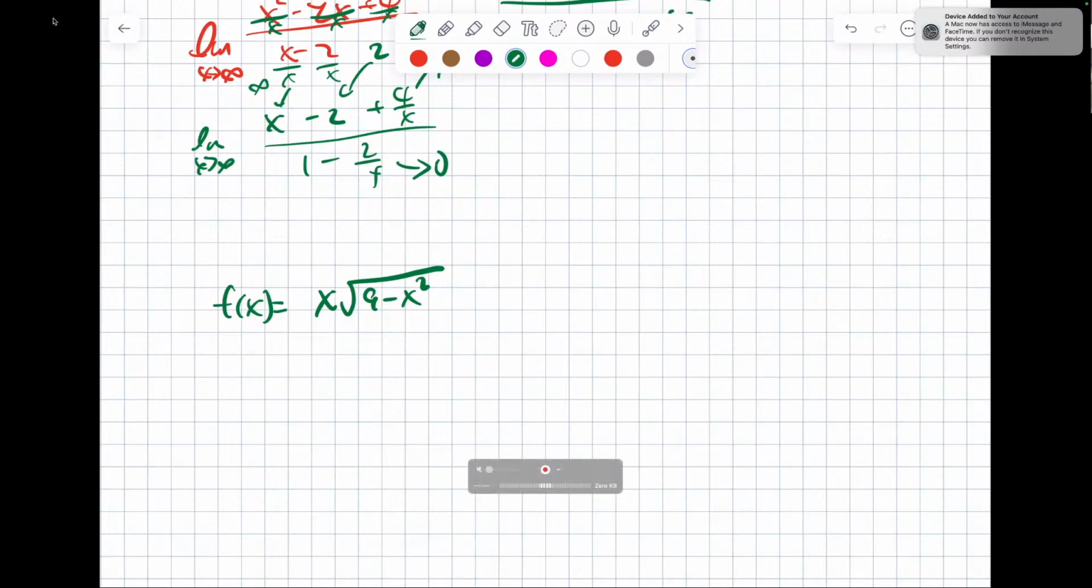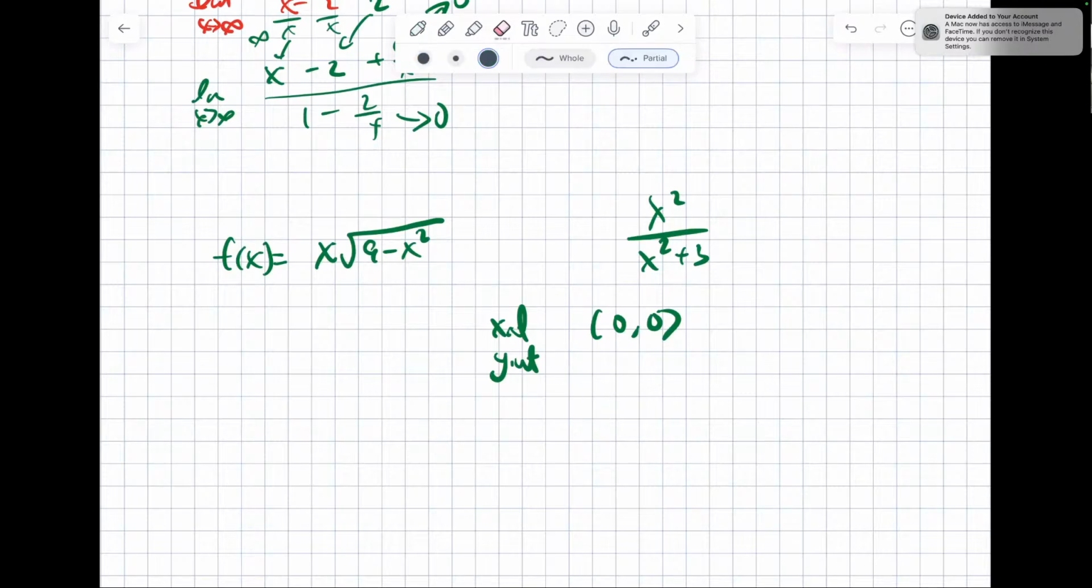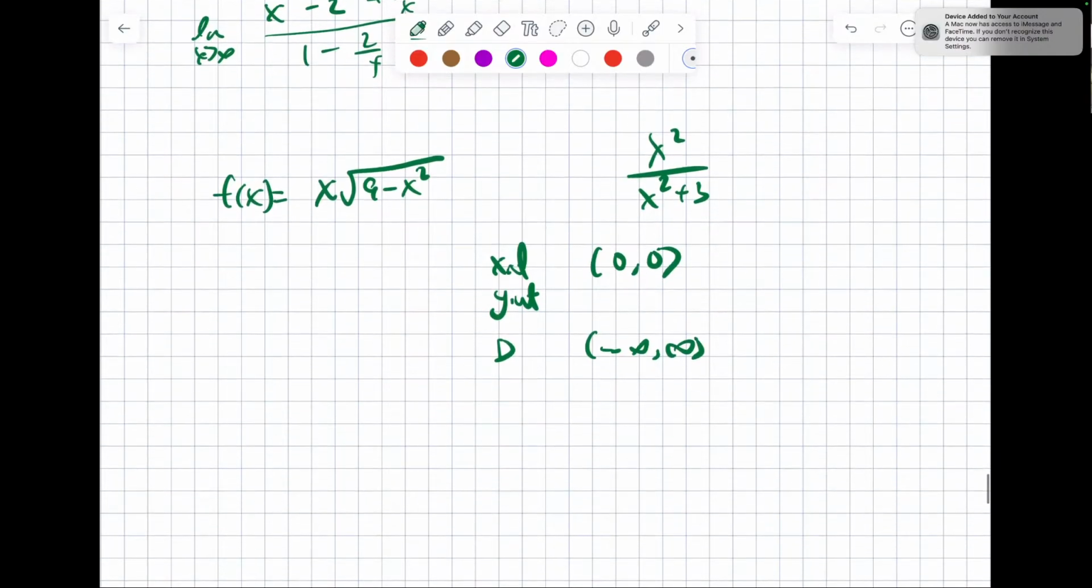And some people said, can I go over the other question? I'll go over this one. So x squared over x squared plus 3. If I plug in 0, I get 0, so the x-intercept and y-intercept are both at 0. Domain is going to be all real numbers. There is a horizontal asymptote at y equal to 1.